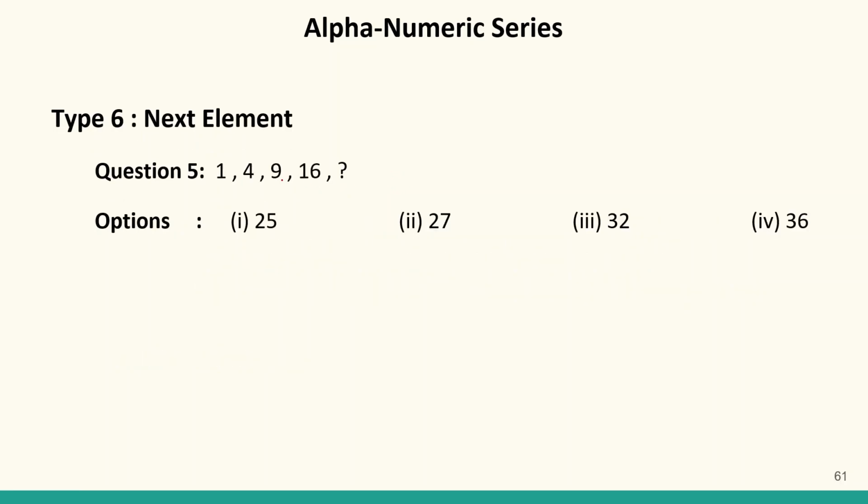Okay. This one again, I told you, square. 1 square is 1, 2 square is 4, 3 square is 9, 4 square is 16. So 5 square will be 25, which will be our answer.